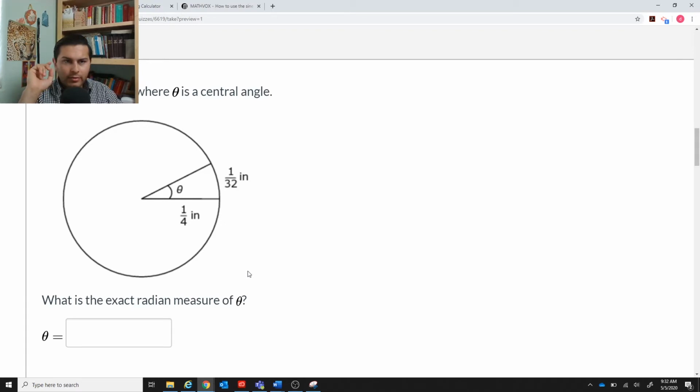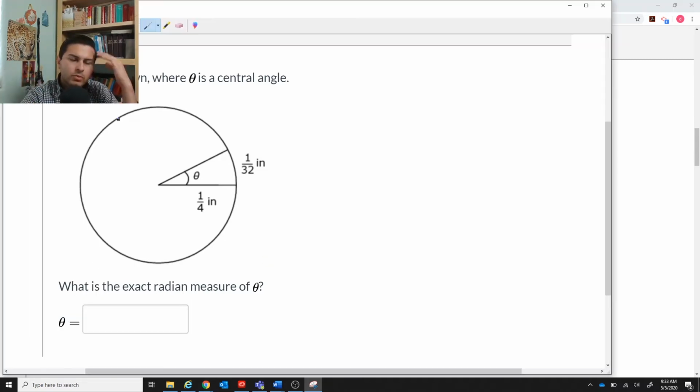Question number 5. A circle is shown where theta is a central angle. What is the exact radian measure of theta? Well, if they give us bits of information, we might use an equation that is set up to use those specific bits of information. As we can see here, we have our radius and we have an arc length. So let's use our arc length formula. If you remember, our arc length that we represent by S for some reason is going to equal theta r. So now what we can do is just fill in our arc length and fill in our radius.